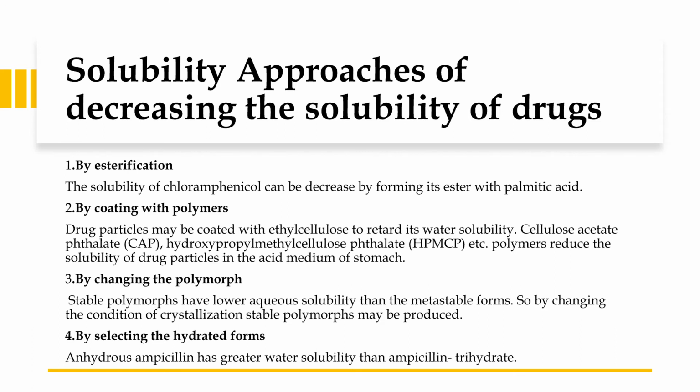Like we have discussed, different polymorphs have different solubility. Anhydrous forms, amorphous forms have better solubility as compared to the crystalline forms. Stable polymorphs have lower aqueous solubility than the metastable form. So any unstable form will try to come to the stable form, or by selecting the hydrated forms. Hydrated forms like anhydrous ampicillin have greater water solubility than ampicillin trihydrate, because trihydrate is already having the water molecule in it, so it will not absorb water to that extent. So anhydrous forms are having the better solubility.